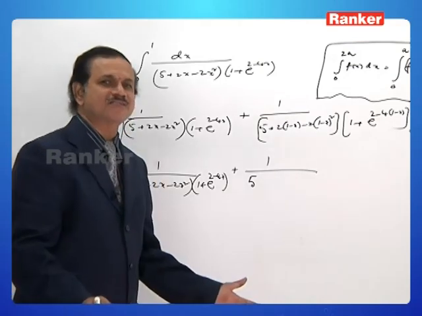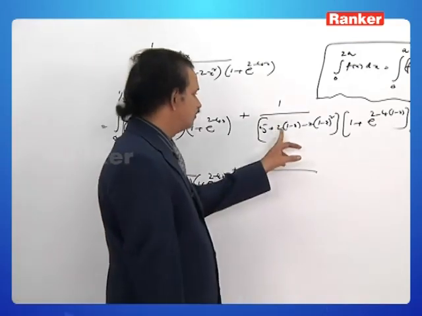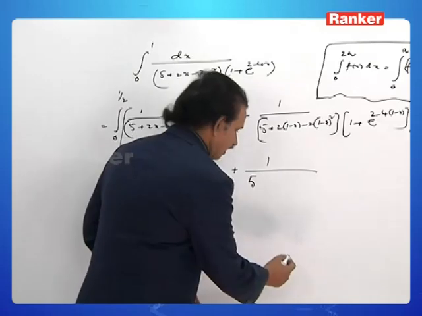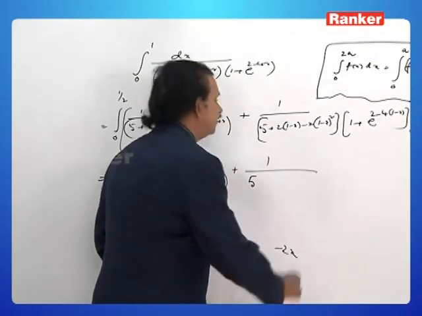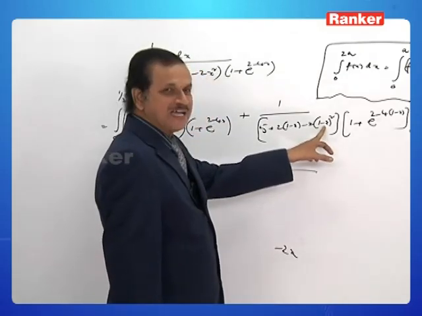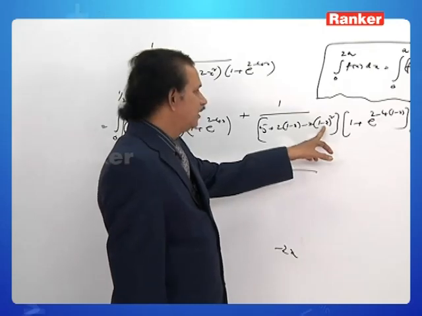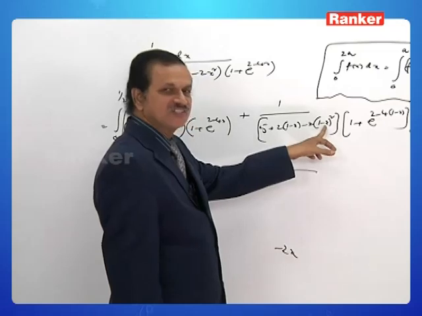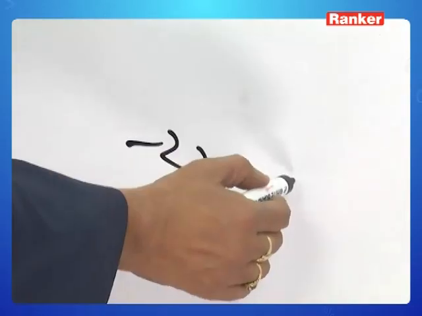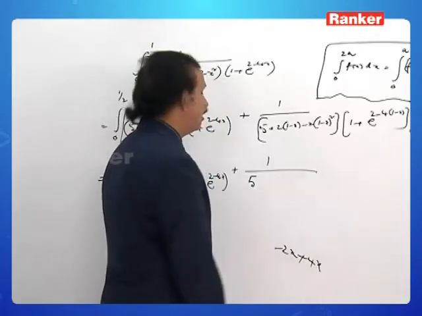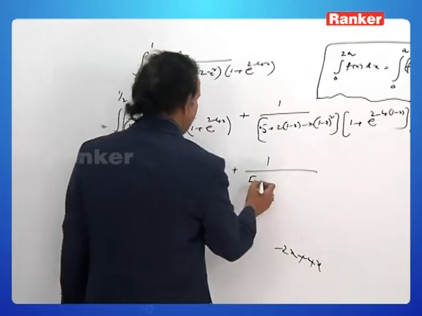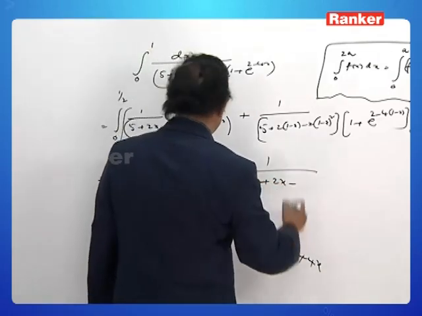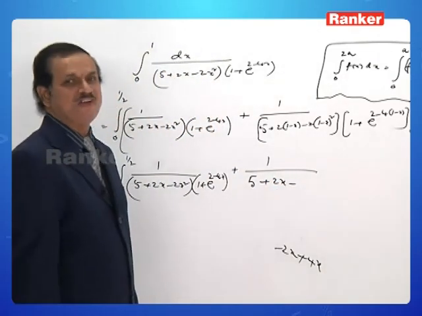How many x's will be there? Here it is minus 2x, minus 2x. And again, in the expansion of this whole square, you will be having minus 2x. Minus 2 into minus 2x is plus 4x. So minus 2x plus 4x is plus 2x, isn't it? Plus 2x. Next one, x squares.